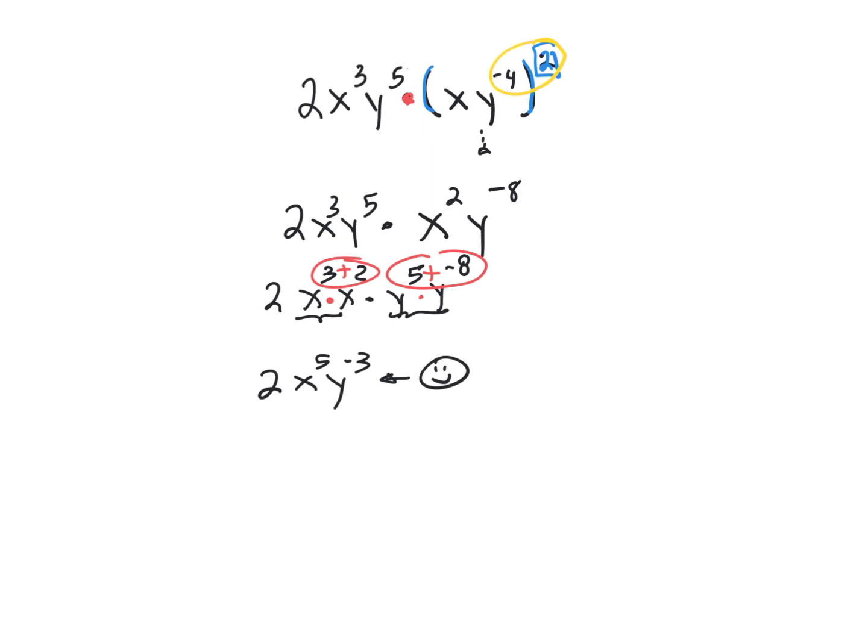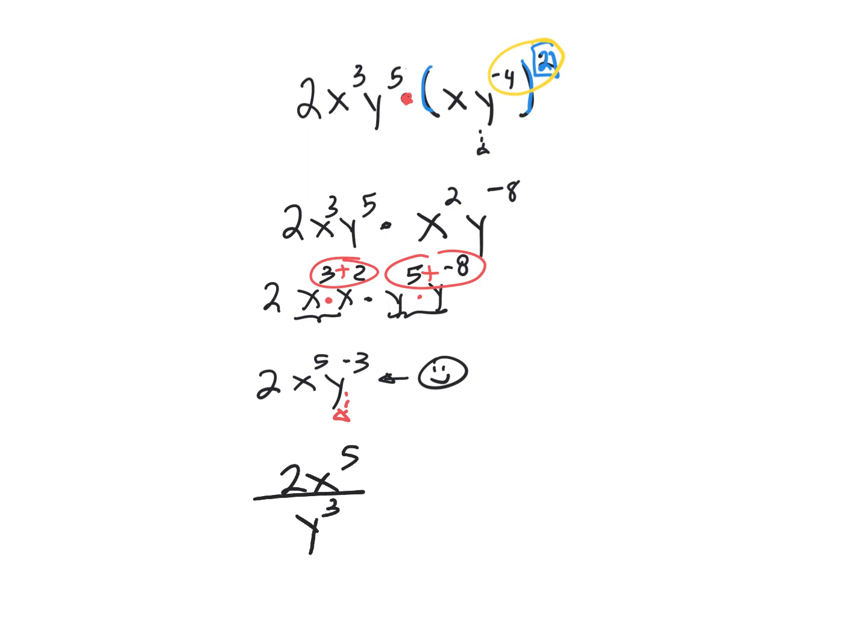However, that answer has a negative power, so we're going to dump this down into the denominator and leave 2x to the fifth up on top, and that changes it to a positive exponent. So here's an answer without negative exponents in your final answer. Okay, that's the new lesson.